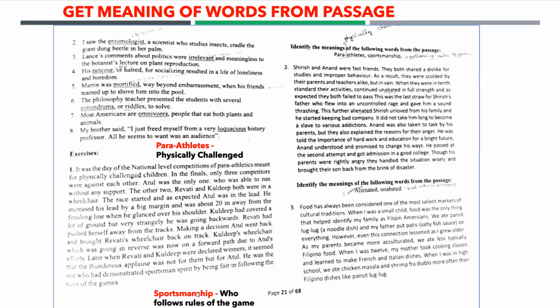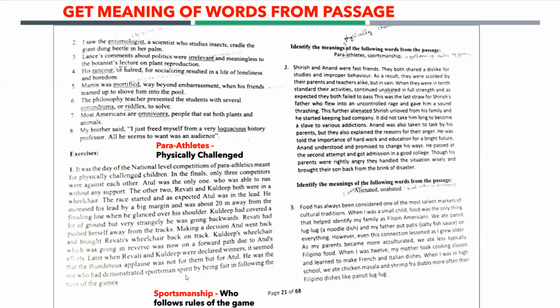Then next we have sportsmanship. So you can just quickly scan these sentences. Where is sportsmanship? So here it is. Sportsman spirit. So read this out. He was the one who had demonstrated sportsman spirit by being fair in following the rules of the games. So he is the one. Someone is the person who showed the sportsman spirit, means being fair in following the rules of the games.